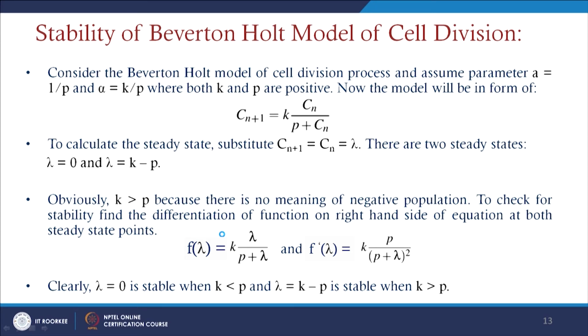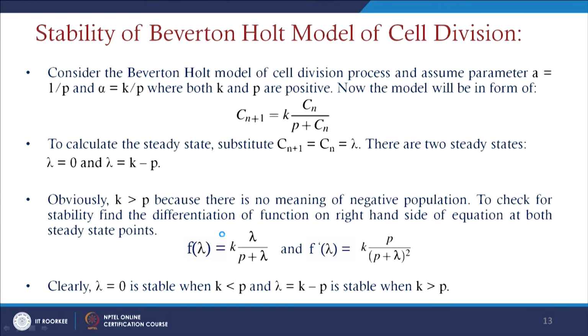To calculate the steady states, we substitute C_(n+1) equals C_n equals lambda, since we are using fixed points. There are two steady states: lambda equals 0 and lambda equals k minus p, which is meaningful only if k is greater than p, because there is no meaning of negative population. To check the stability, we find the derivative of the right hand side function at both steady state points.